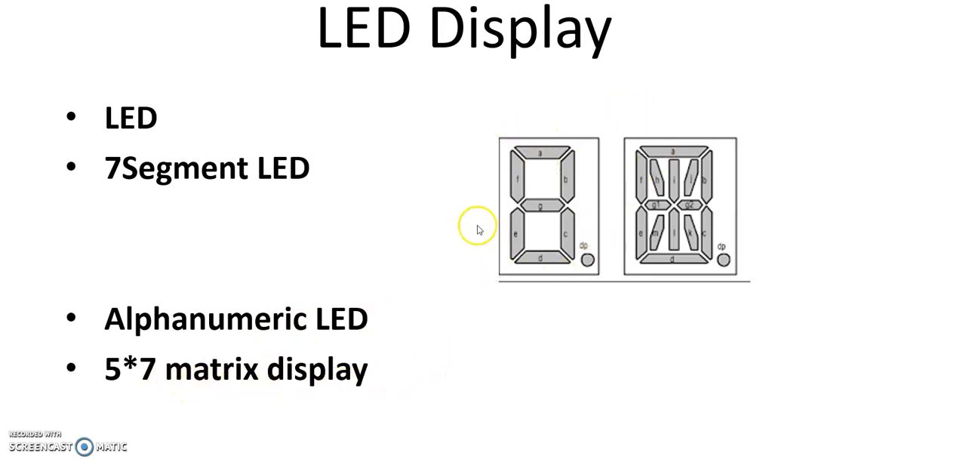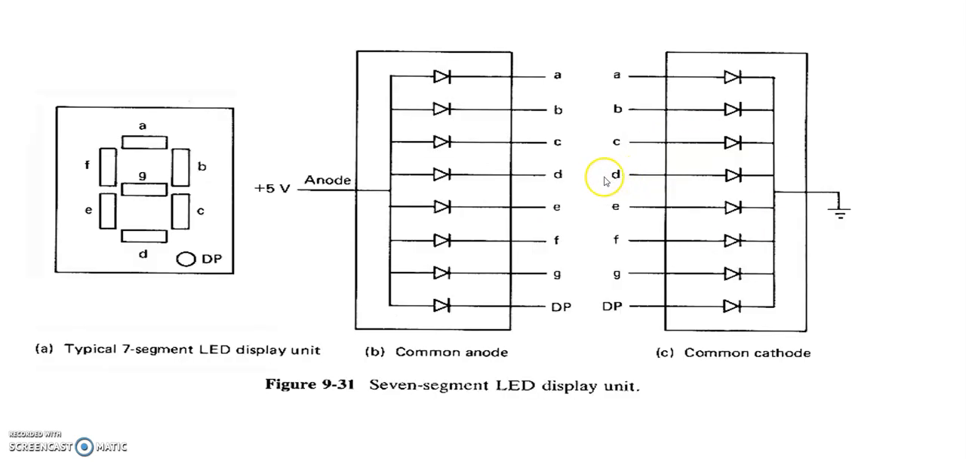Here this diagram represents the 7-segment LED. This one represents the alphanumeric LED. Next, the 7-segment display interface is used to display BCD digits 0 to 9. It is a group of 7 LEDs physically mounted in the shape of an 8. The segments are labeled A through G, and this one is a decimal point.